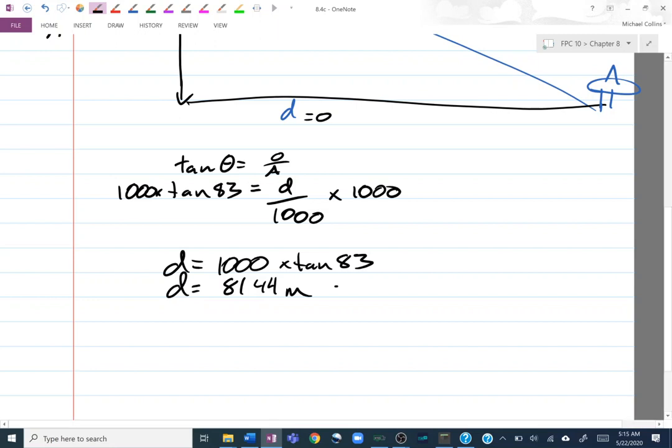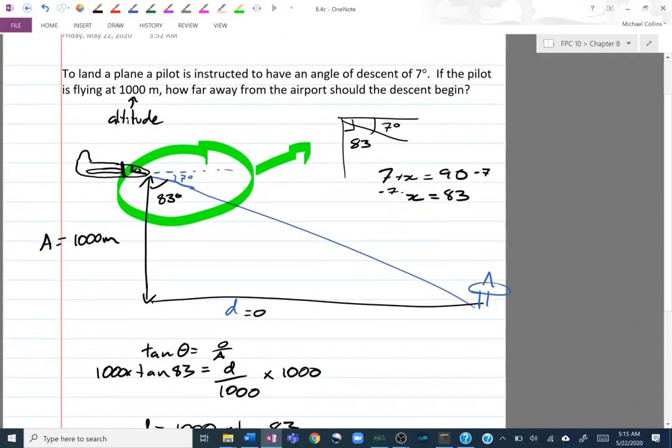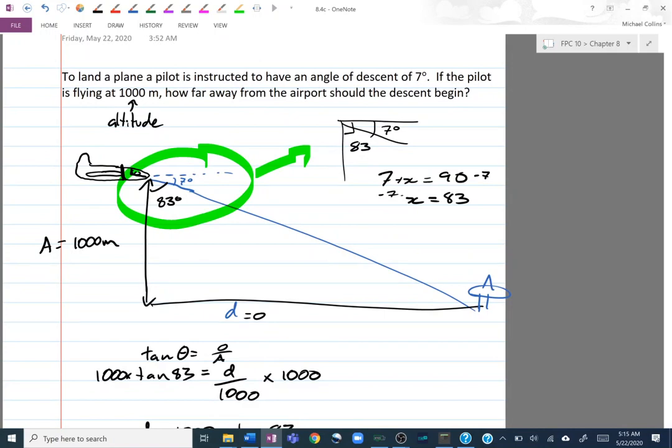For the record, because this is kind of curious, there's 1,000 meters in a kilometer, so at 8.1 kilometers away, that plane pilot is going to start his descent.